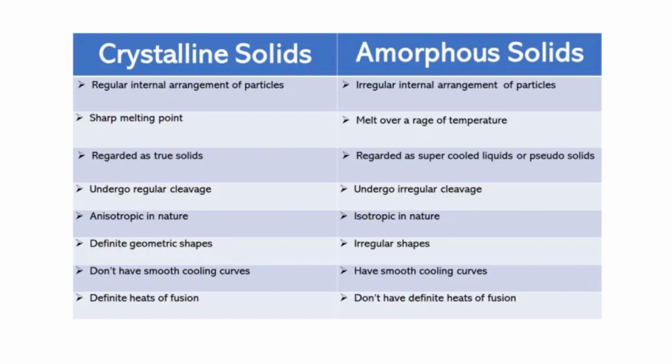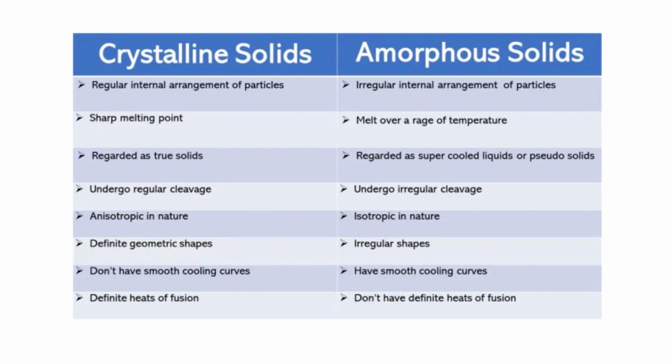Crystalline solids have a sharp melting point, they have a high and fixed heat of fusion, they are anisotropic, and they are true solids. Whereas amorphous solids do not have a sharp melting point, they do not have a fixed heat of fusion, they are isotropic, and they are pseudo solids. Again, crystalline solids show two breaks in the cooling curve, whereas amorphous solids show a smooth cooling curve. Crystalline solids are more stable, whereas amorphous solids are less stable.